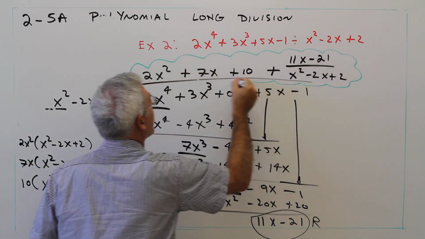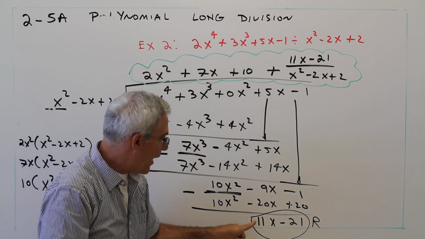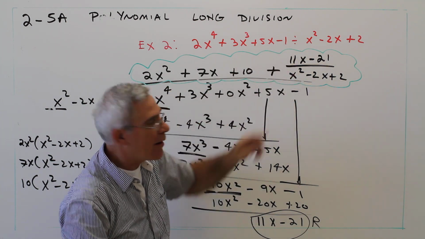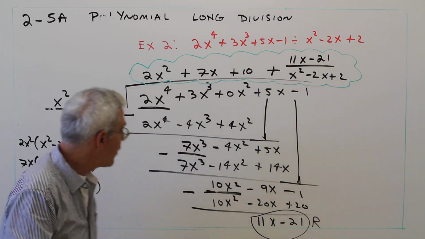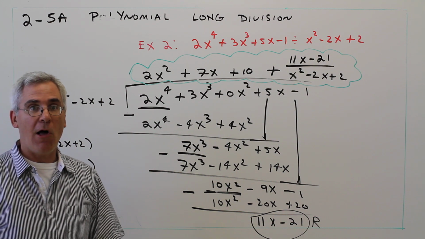And that is my answer. If I got a negative remainder, I always go plus the minus over the divisor. It just helps prevent mistakes. So there you have it, how to do polynomial long division.